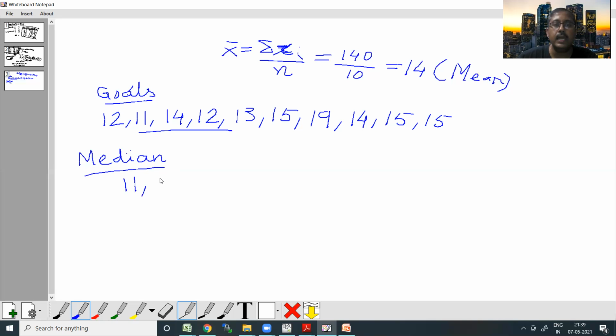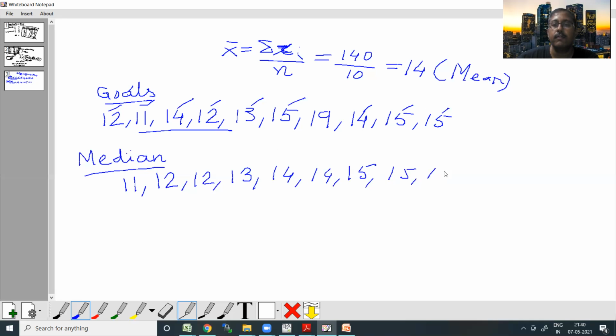11. What comes next? There are 12s. So one is 11, we take it. Then there are two 12s, right? So we take each of them, 12, 12. Then what do we have? We have 13. Do we have a 14? Yes, we have two 14s, so we take both of them, 14, and then another 14. Then we have three 15s, right? So 15, 15, and 15. And then we have 19 left. So that is the highest one.